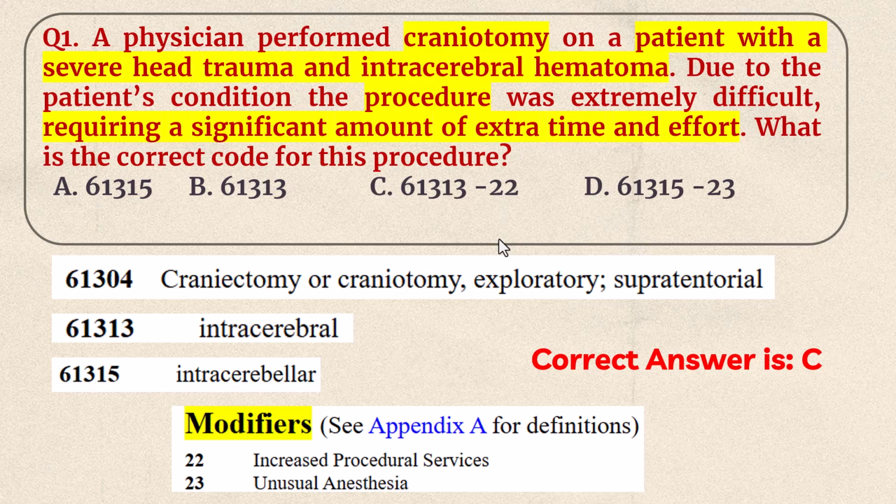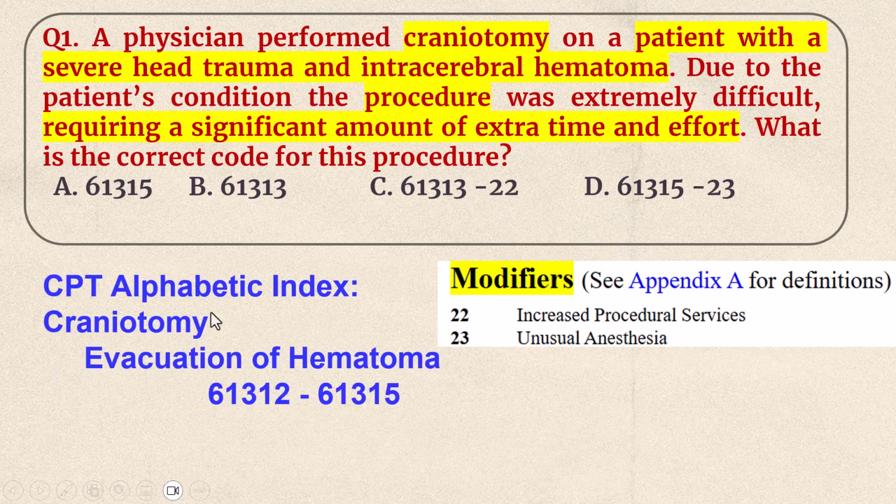If you encounter this case in a real working scenario, you have to find the answer using the CPT alphabetic index. When you go to the CPT alphabetic index, you have to go to craniotomy. In craniotomy, you go to the subcategory of evacuation of hematoma. Then it will lead you to the code series 61312 to 315. Again, you have to go back to the tabular list and confirm the answer. Once you confirm the answer, you also have to go to the cover page of the CPT and find the modifier. The correct modifier is 22. So the correct answer is C.